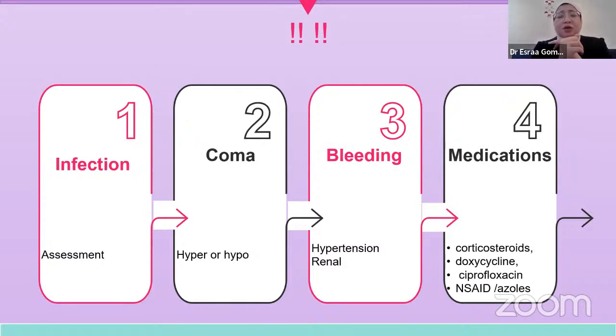A patient with diabetes can have hypertension or renal disease that will cause bleeding also. Think of medications that will increase the risk of having a hypoglycemic coma in your clinic, such as corticosteroids, doxycycline, ciprofloxacin, and NSAIDs, as we mentioned before.